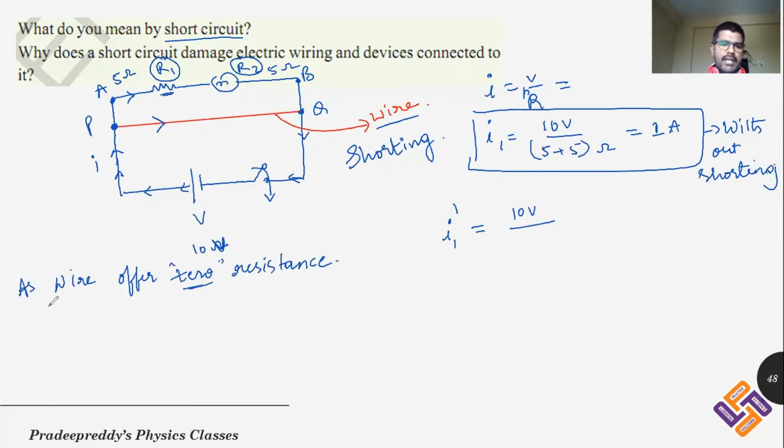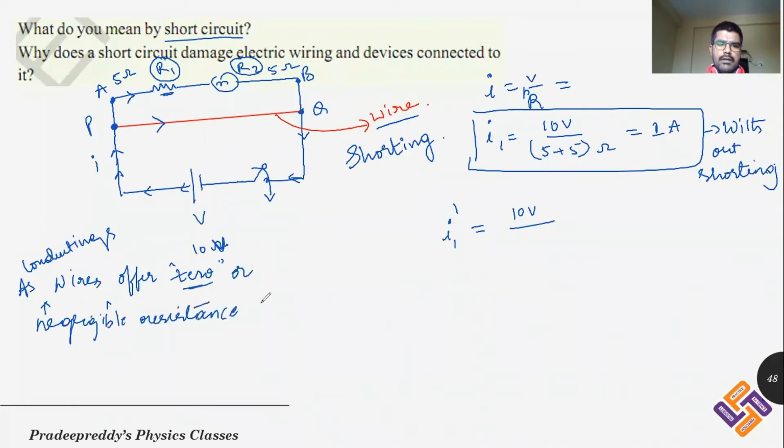and we are considering this as conducting wire. As conducting wires offer 0 resistance, or you can even call it negligible resistance, R is approximately equal to 0. So resistance of the circuit will become 0.